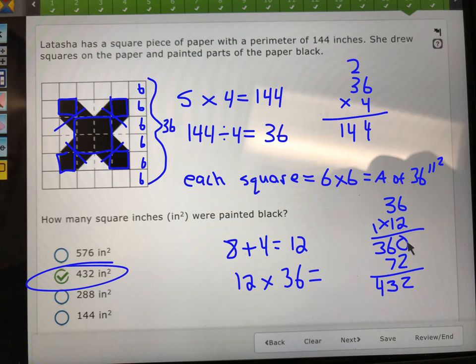And when I multiply that, I'm going to get 432 as my total area of all the black filled in areas, 432 square inches.